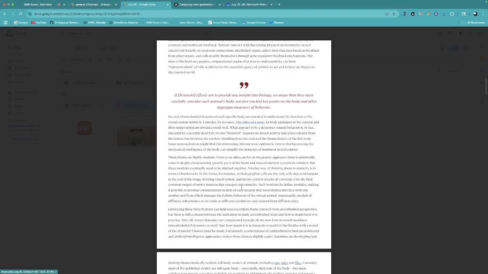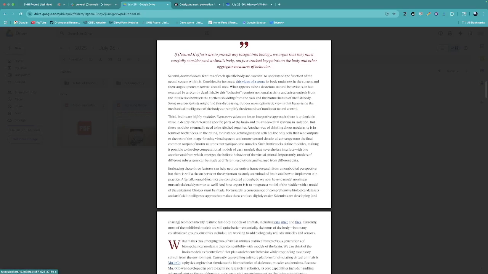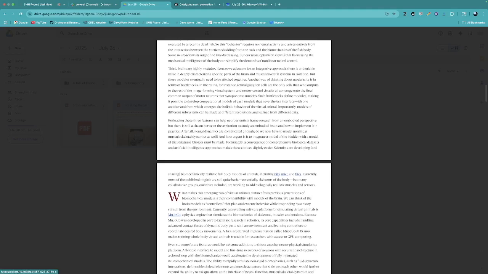Importantly, models of different subsystems can be made at different resolutions and learn from different data. And so these taken together form this embodied perspective. But there is still a chasm between the aspiration of studying an embodied brain and how to implement it in practice.